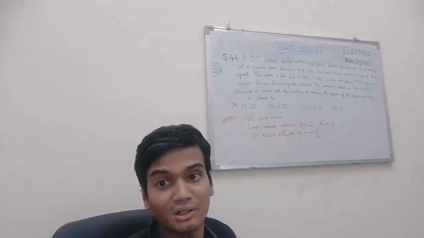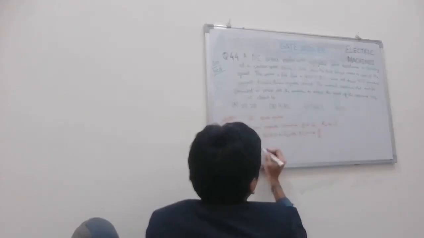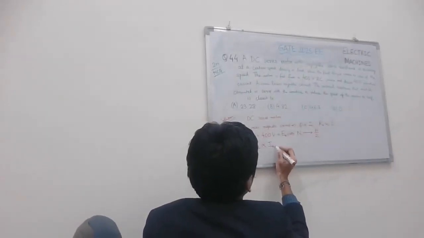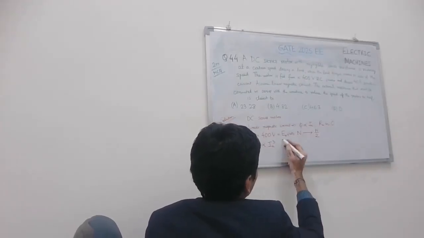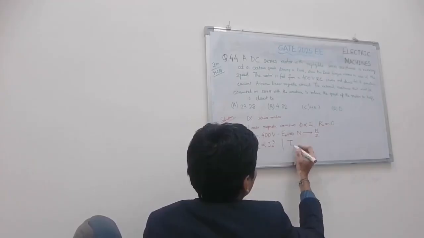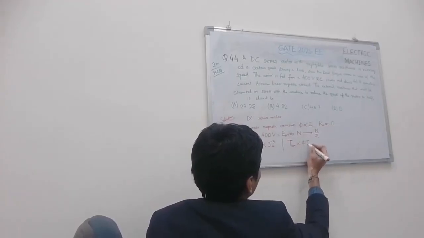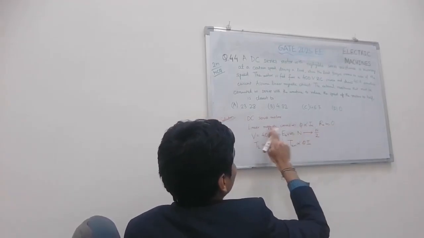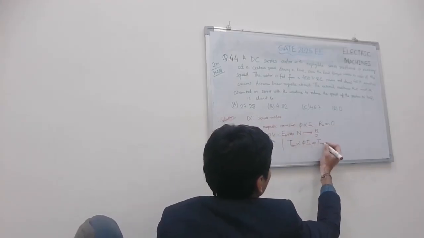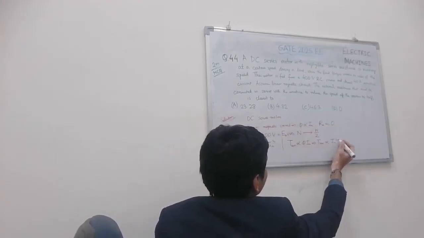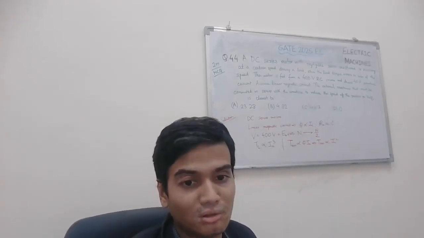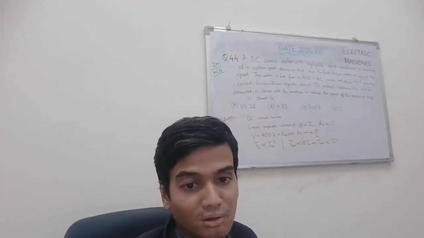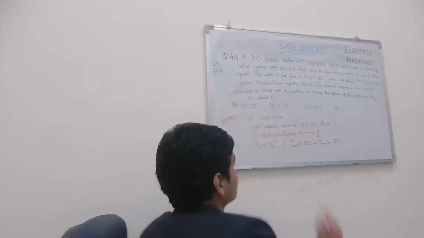For the DC series motor, it is given the load torque TL varies as cube of the speed. We already know that the electromagnetic torque is proportional to phi into IA. As phi is proportional to IA for linear magnetic circuit, the electromagnetic torque is proportional to IA square. Now for steady operating conditions, the load torque should be equal to the developed torque TEM.